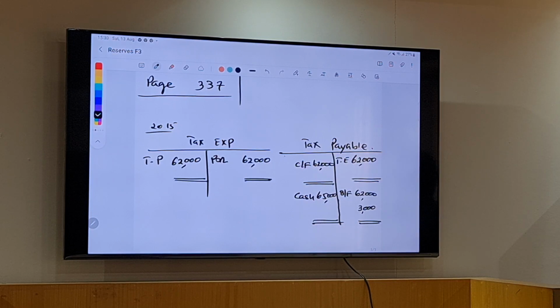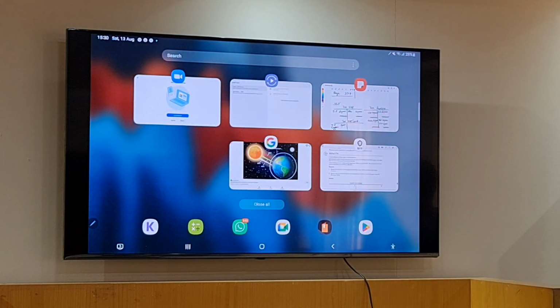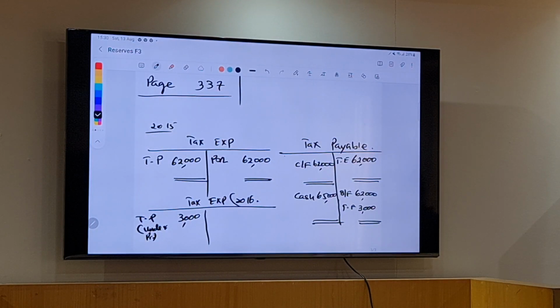This 3,000 is my under provision. Now we go to tax expense 2016. So this 3,000 will transfer to tax expense, and it will be shown here from tax payable under provision. Clear? Now, you understood? Under provision? Yeah, under provision.